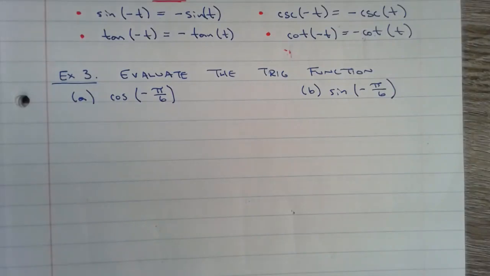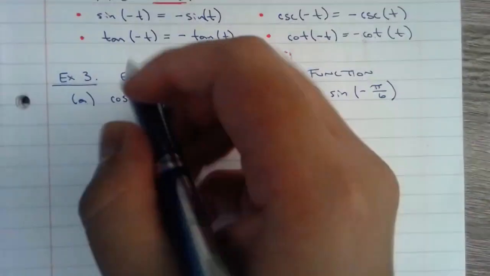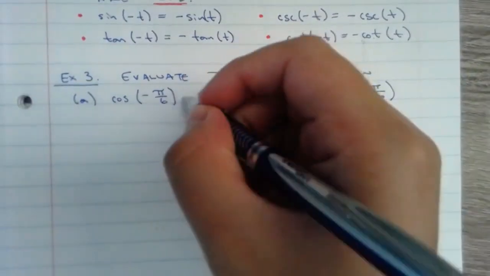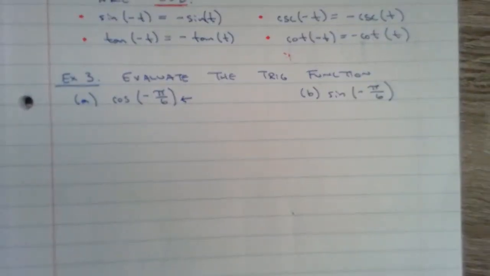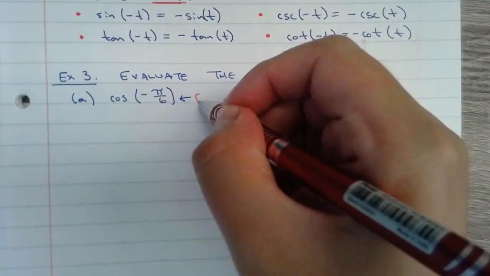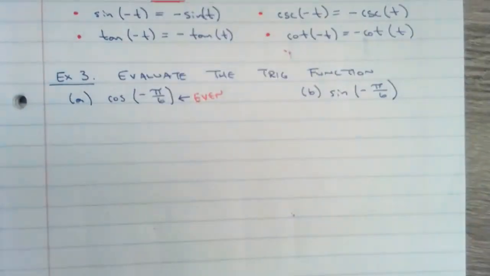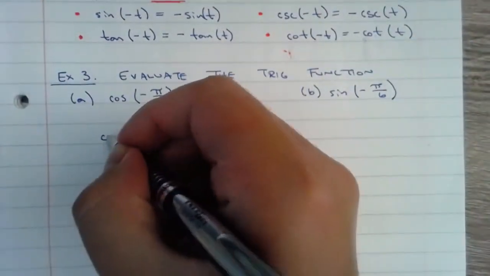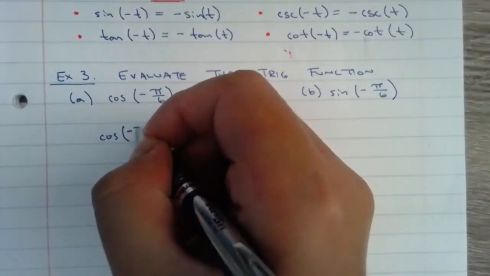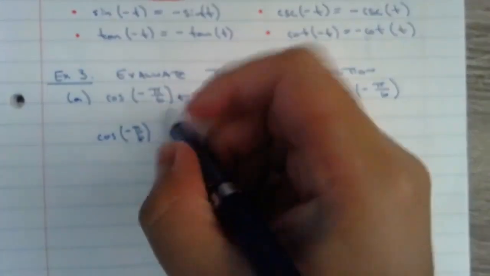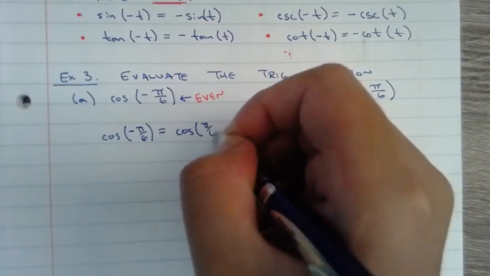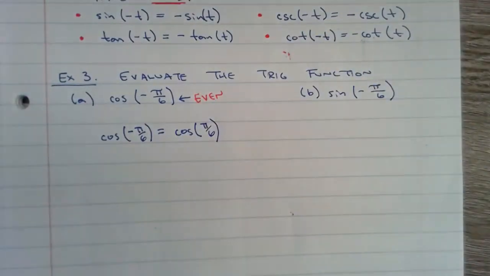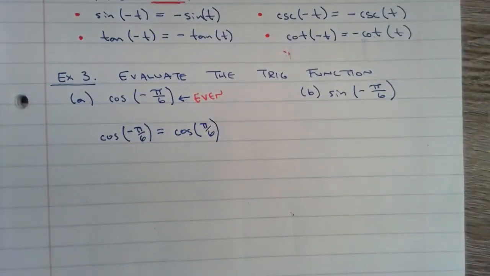Okay. So cosine of negative pi over 6. So this right here, again, you know that cosines and secants are even functions. So this is even right here. What does that mean? It means that cosine of negative pi over 6 is literally the same thing as cosine of pi over 6. Okay? And so we continue from there.